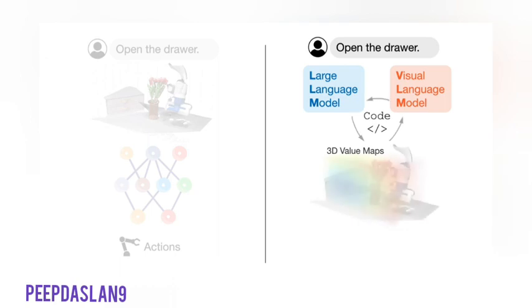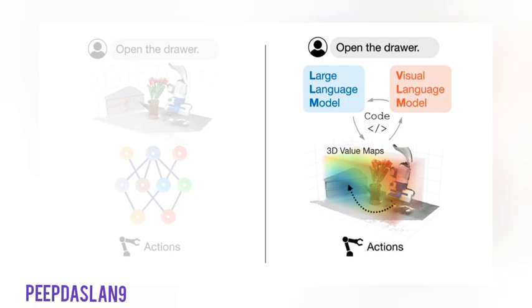By using a code interface and without any additional training, we can directly use these models to label 3D affordances and constraints in the perceptual space of the robot, which we refer to as 3D value maps. After obtaining the 3D value maps, a motion planner is used to generate the robot actions.